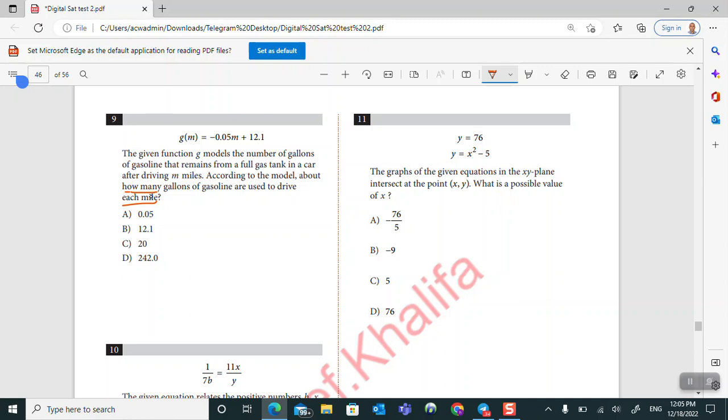So he's asking for the difference for each mile you have driven. How much gasoline are you using? So he is asking for the slope, which is that one. So the correct choice is 0.05. If you want to try, you can substitute values for m and find the difference. You will notice that for each mile driven there is a 0.05 difference. So yes, it's the correct choice.